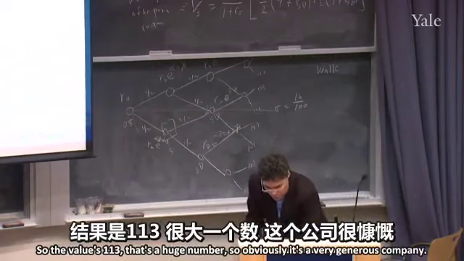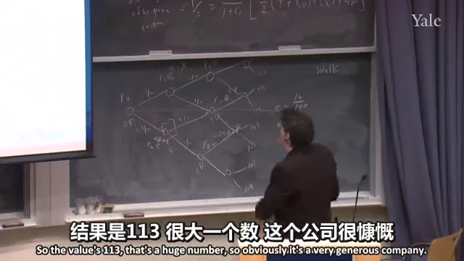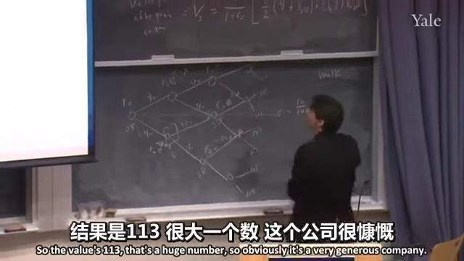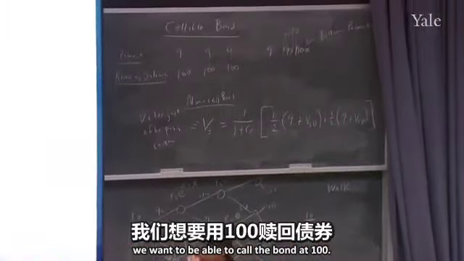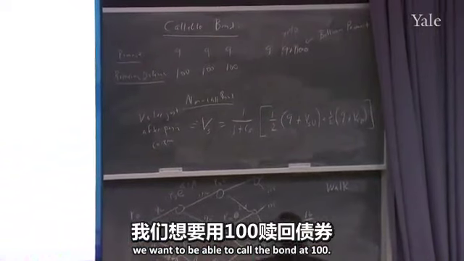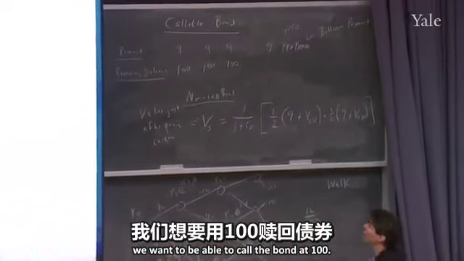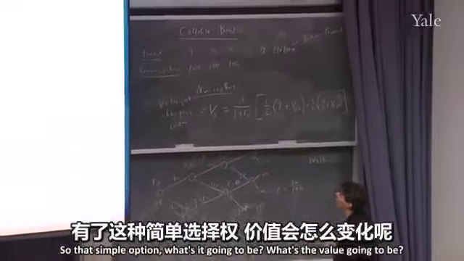Okay, so the value is 113. That's a huge number. So obviously, it's a very generous company. The company may not want to be so generous. So the company says, look, we want to be able to call the bond at 100, okay?